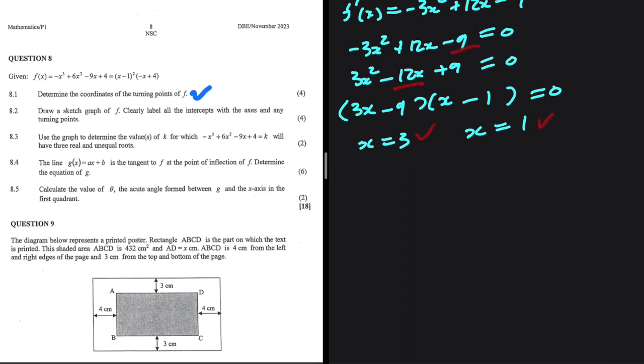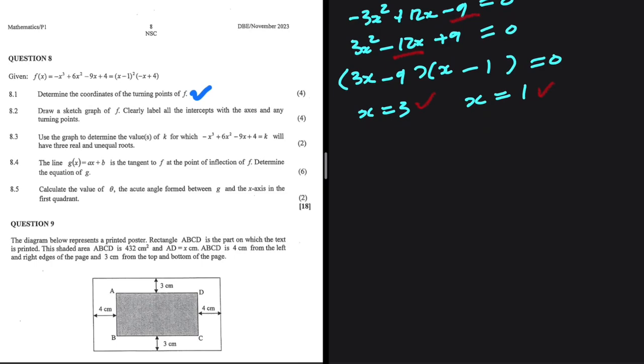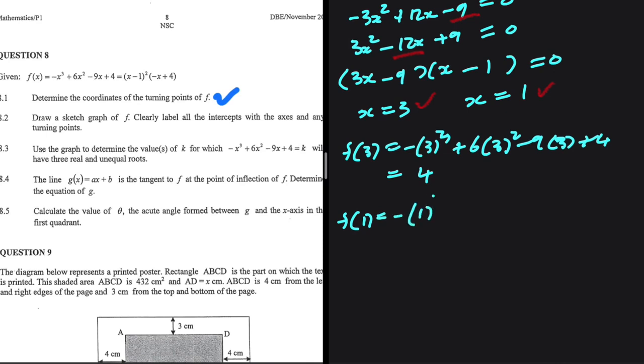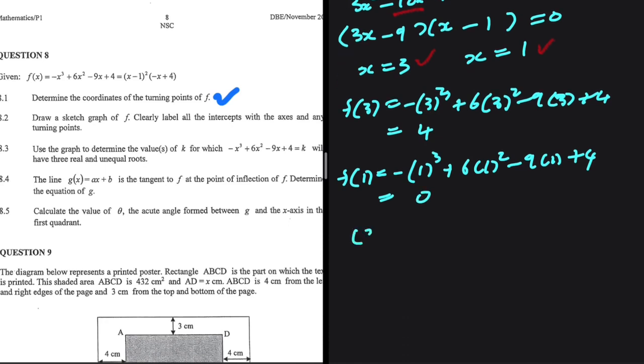But we are looking for the coordinates, so we need to substitute these x values into f of x. So we're going to have f of 3 equal to minus 3 to the power 3 plus 6 multiplied by 3 squared minus 9 multiplied by 3 plus 4. This is equal to 4. And on the other hand, f of 1 will be equal to minus 1 to the power 3 plus 6 multiplied by 1 squared minus 9 multiplied by 1 plus 4. This is equal to 0. So the turning points, we have 3 and 4, not 0 and 1, but 1 and 0. So these two are our turning points.